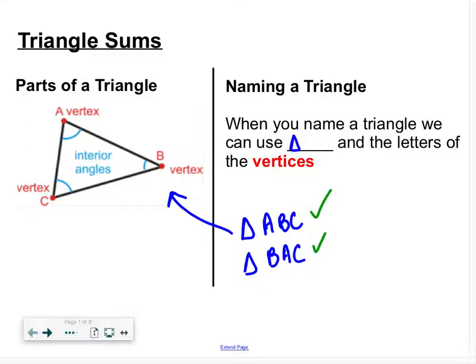And I could say triangle ACB, and that would work too. And if you're just wondering, you could start off with C as well, and that would be another name for this particular triangle pictured to the left.